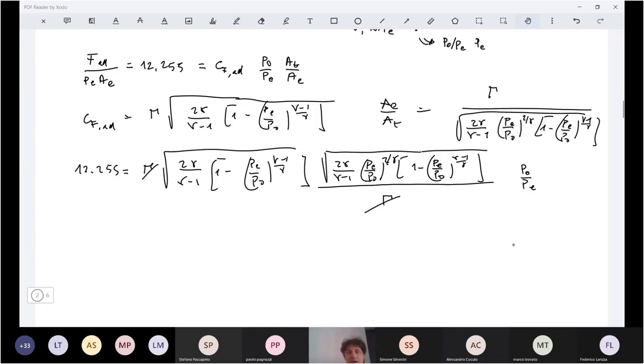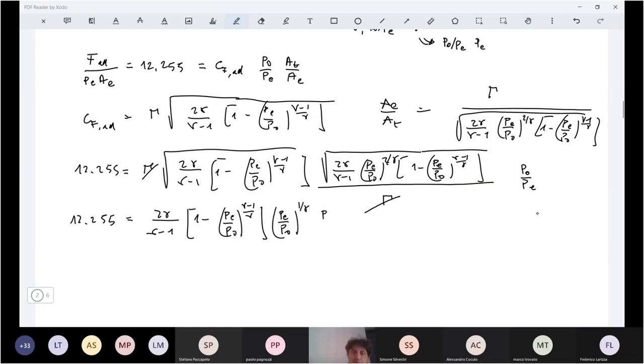We see that we have these terms present in the CF expression, which are also present under square root on this side. So we have 12.255 equal to 2 gamma over gamma minus 1 times 1 minus PE over P0 to the power gamma minus 1 over gamma. And then what is left is this term here, which is 2 to the power 2 over gamma, to the power 1/2, because it's under square root, and then we have this P0 over PE. So here we have PE over P0 to the power 1 over gamma and P0 over PE. So we are at this expression.